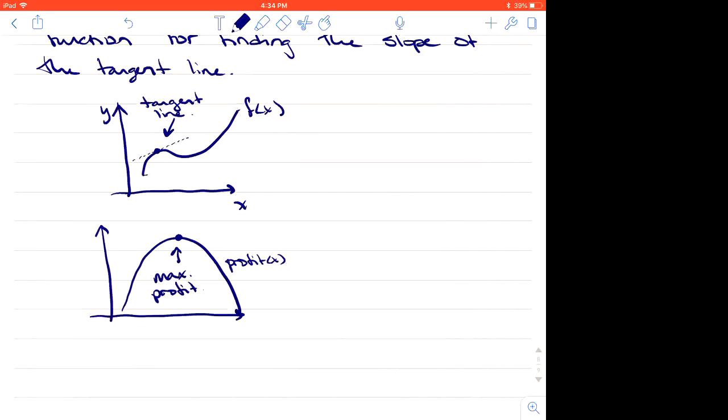Okay, so at this highest point, the slope of the tangent line, the slope, remember, is the rise over run. Right? So the slope of the tangent line here, there is no rise, right? Because it's completely horizontal. And so the slope at the highest point is 0. Right? So at the maximized profit, the slope of the tangent line is 0.